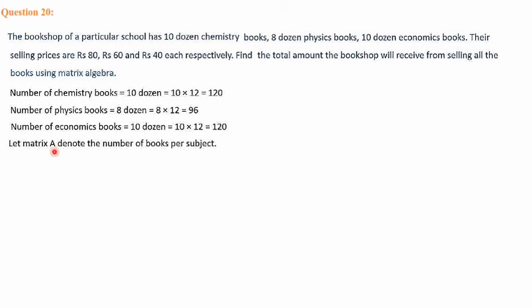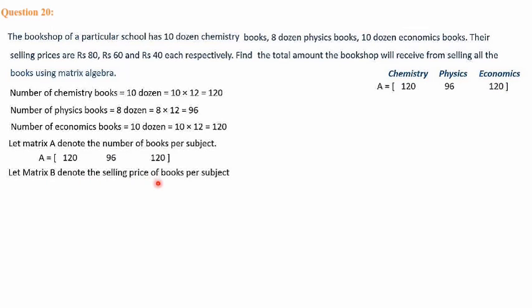So let matrix A denote the number of books per subject. That is, A is equal to the row matrix 120, 96, 120. When we arrange it, the first element is chemistry books, the second element is physics, and the third element is economics, according to the given order we have taken.